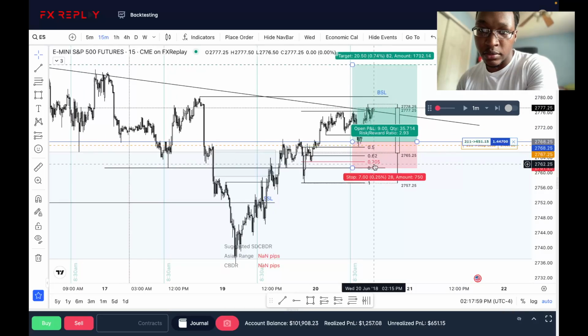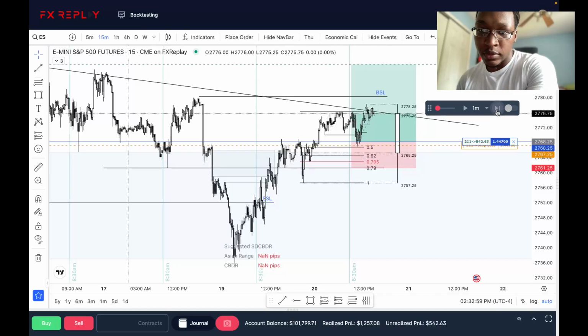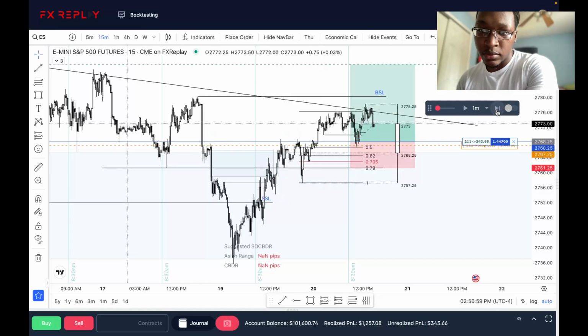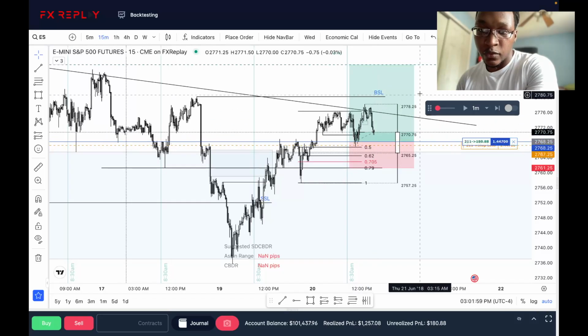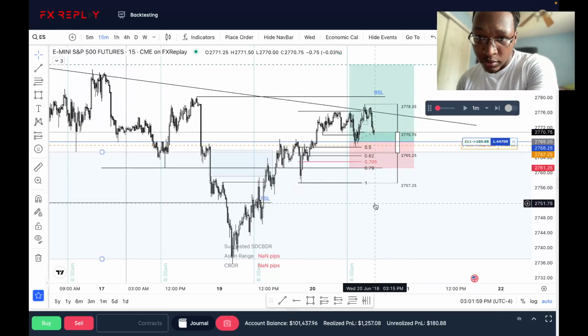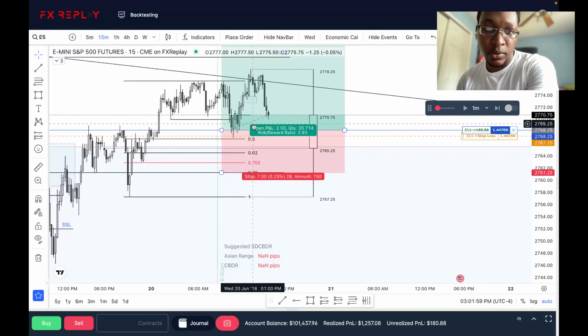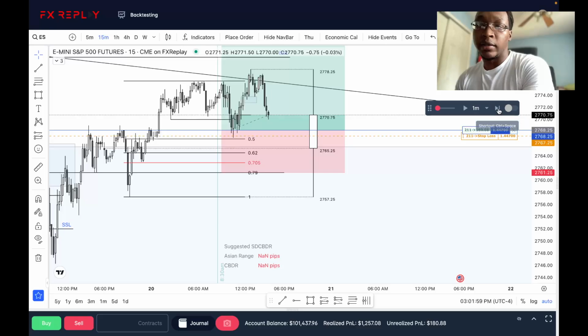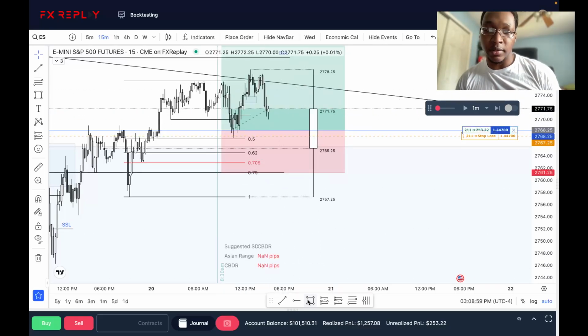This is 215. This is 230. This is 240. This is 3. Yep, that's 3. Dropping down a little lower than what I would like to drop down to. And we left open this fair value gap here on the sell side.